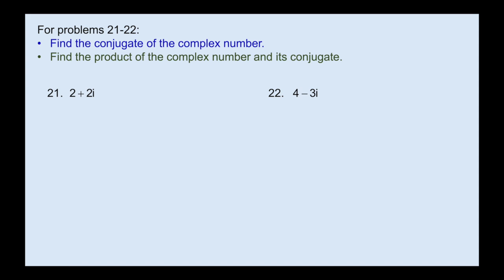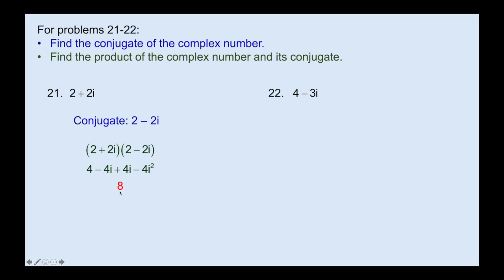Go ahead and complete 21 and 22. For 21, the conjugate should have been 2 minus 2i. And then when we go to multiply the two together, 2 times 2 gives us 4. Again, you can skip these two because they are going to cancel. 2i times negative 2i is going to give us negative 4i squared. Once again, the i squared cancels to give us a positive 4 here, and then 4 and 4 combine to give us 8.